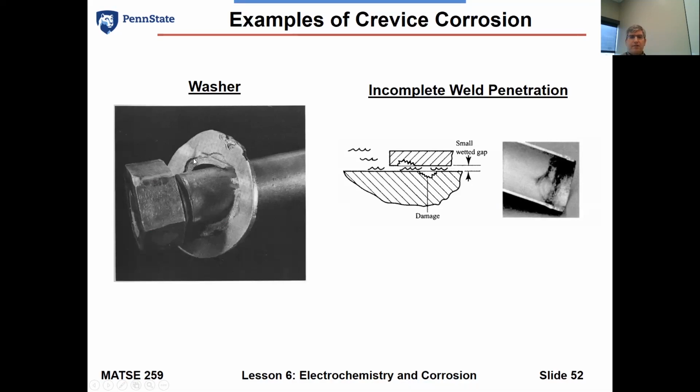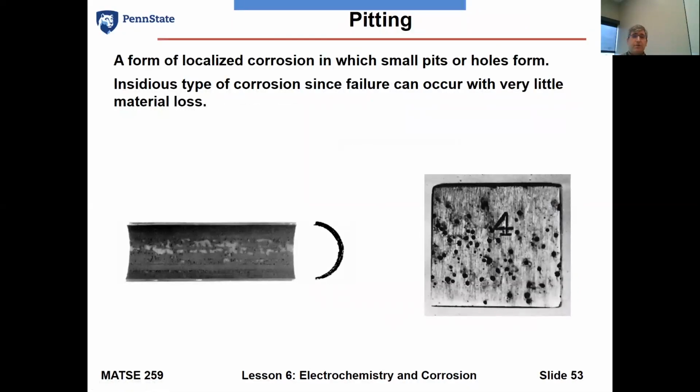And so with that, we start to see these types of failures occurring where we see significant corrosion. Now, crevice corrosion can be accelerated far greater than any of the other localized corrosions like pitting.